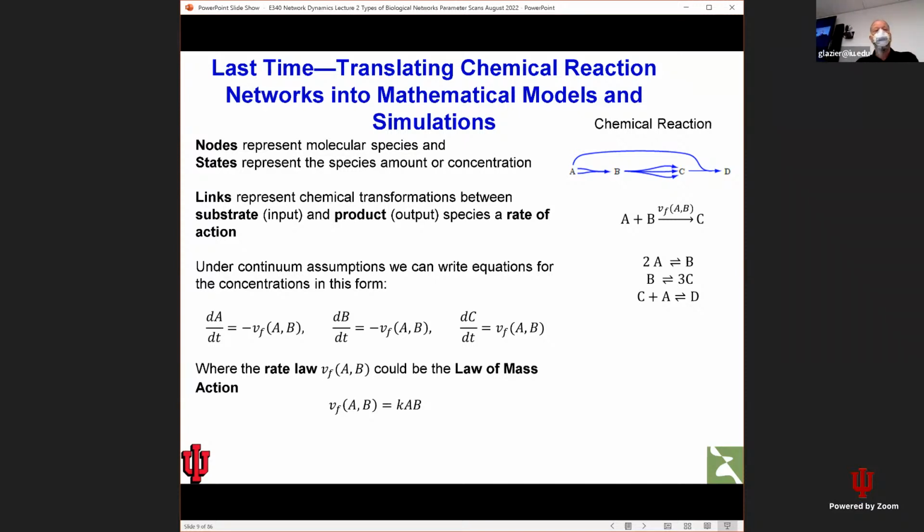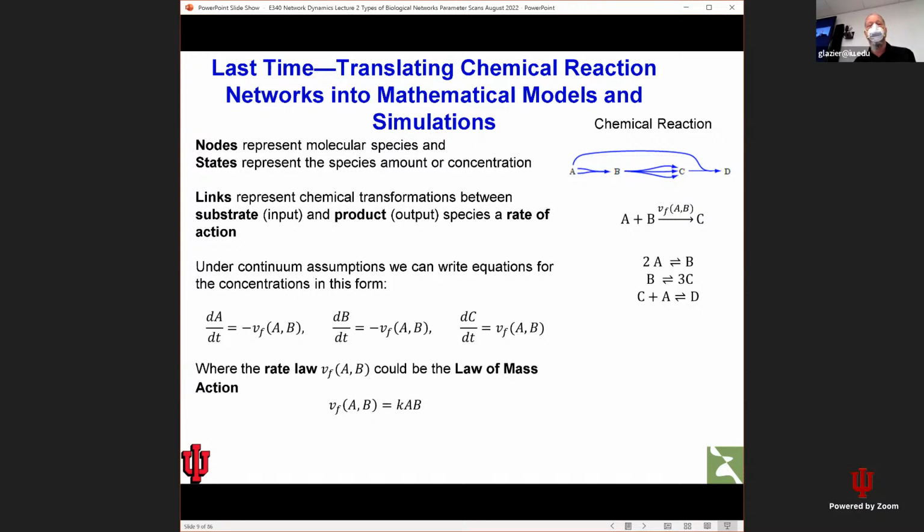If I have a chemical reaction, A plus B goes to C at a rate VF of A and B, then that generates 3 ordinary differential equations, a rate for the destruction of A, a rate for the destruction of B, and a rate for the creation of C. And so that one chemical reaction formula gives me then 3 ordinary differential equations.